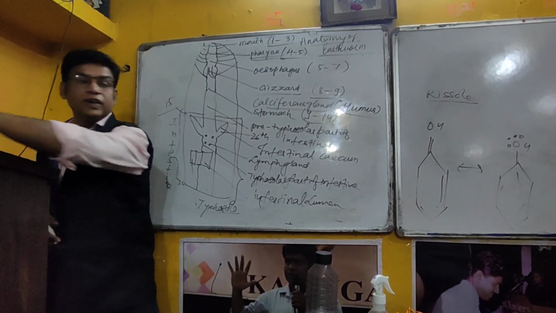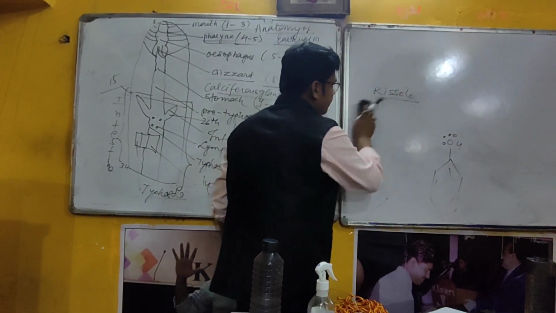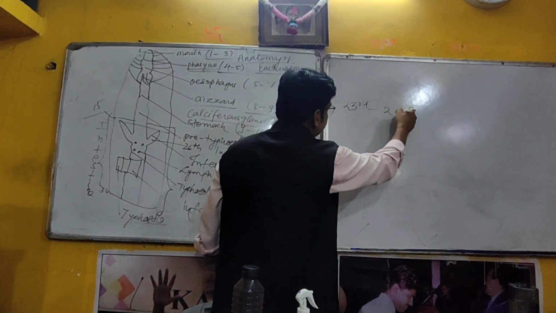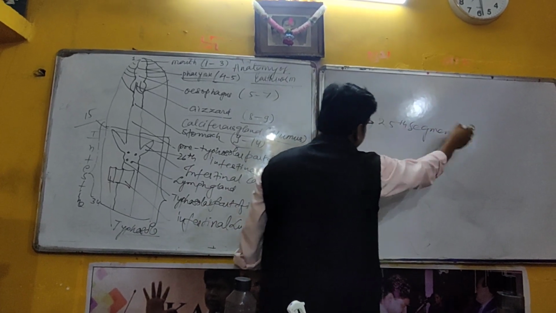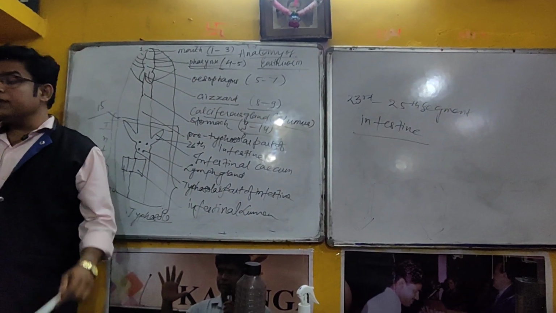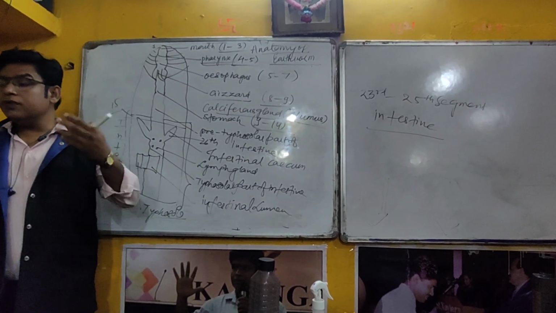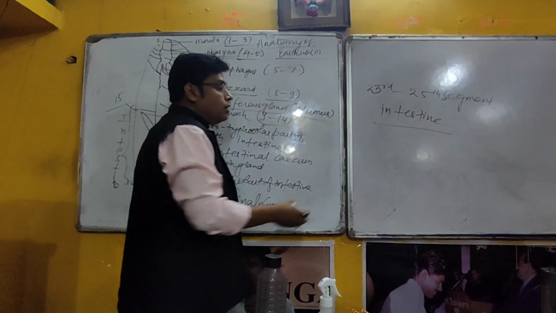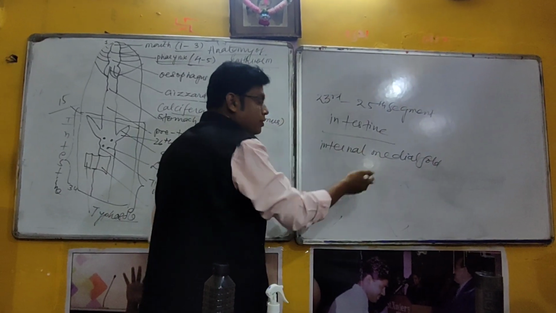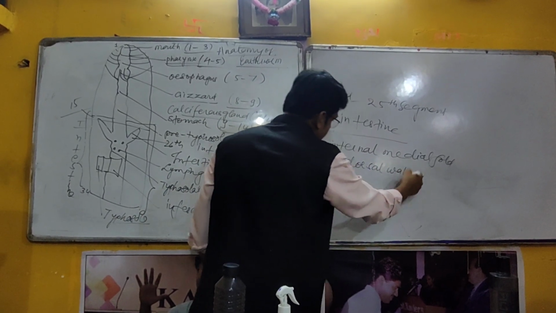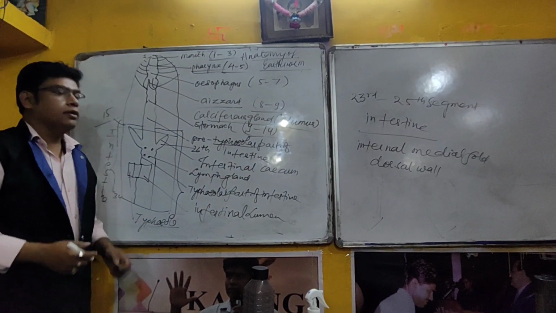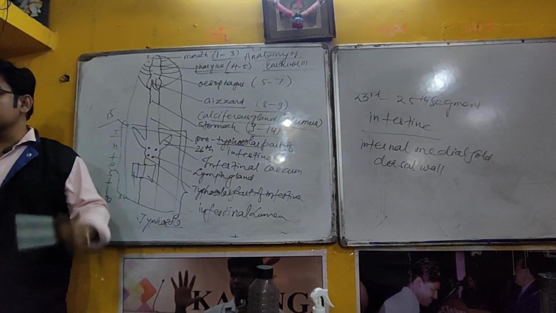segment. Where from? From the 23rd to 25th segment of the intestine of the earthworm, you will find some median fold of the dorsal wall. There are certain internal medial folds जो आगे पीछे दोनों है, dorsal wall, and this is commonly called the typhlosole. It is also known as typhlosole, या इसको हम लोग टाइफोसोल भी बोलते हैं.